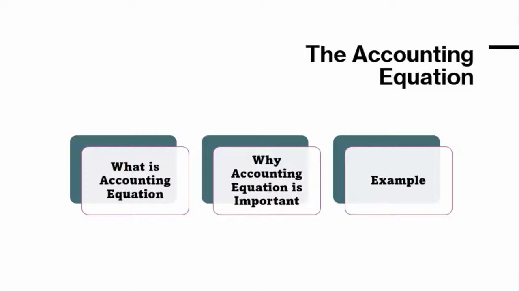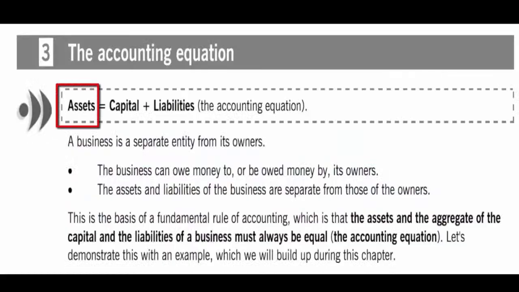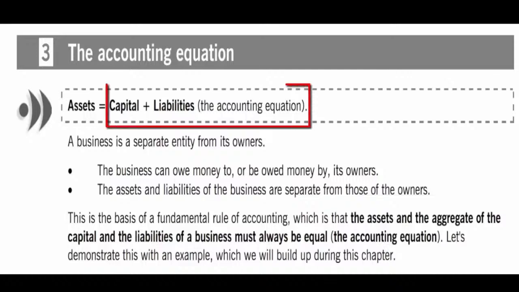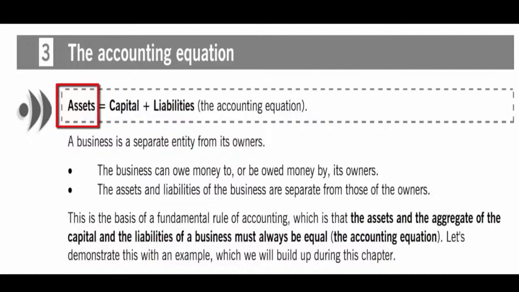According to the accounting equation, the total of all assets must always equal the combined total of capital and liabilities. In other words, everything the business owns is either funded by the owner, capital, or borrowed from others, liabilities. This balance is essential in accounting.